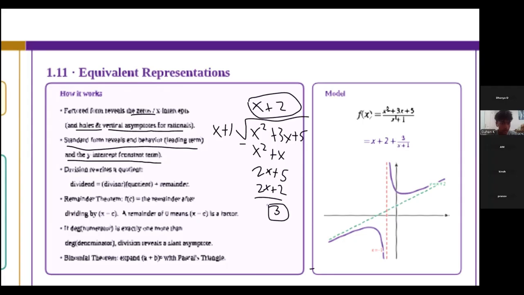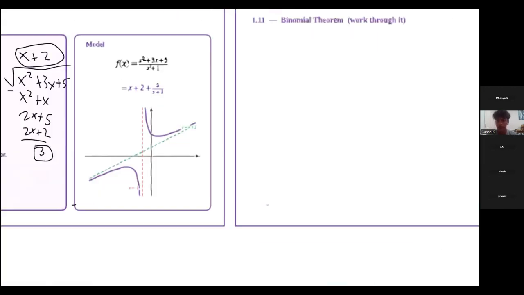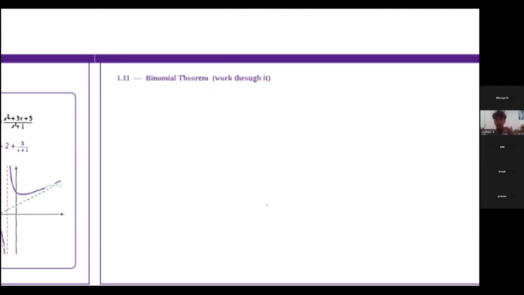Now, let's look at binomial theorem. Binomial theorem is basically a way of quickly expanding equations of larger degrees. So for example, with binomial theorem, you'll be able to quickly expand, let's say, x plus 4 to the power of 4. You'll be able to quickly expand that. So let's look at how that works.